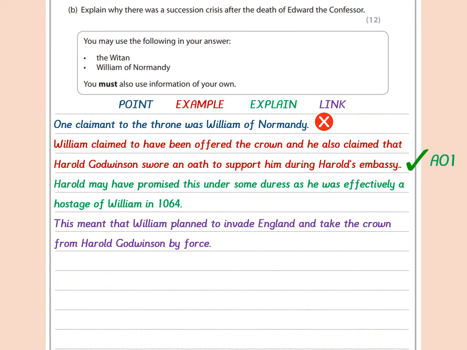Yes, one claimant to the throne is William of Normandy, but that says nothing about why there was a succession crisis. Also, this is an example from 1064. Without relating that to William's later actions and why there was a succession crisis, it's not going to pick me up much. And also, this link is again not really linked to the causes and the reason why there was a succession crisis. So although there are no factual errors in this, it's not well linked to the question saying why there was a succession crisis after the death of Edward the Confessor. So just remember that. You might have relevant information, you might have accurate information, but they're not necessarily the same thing. Keep it relevant to the question.